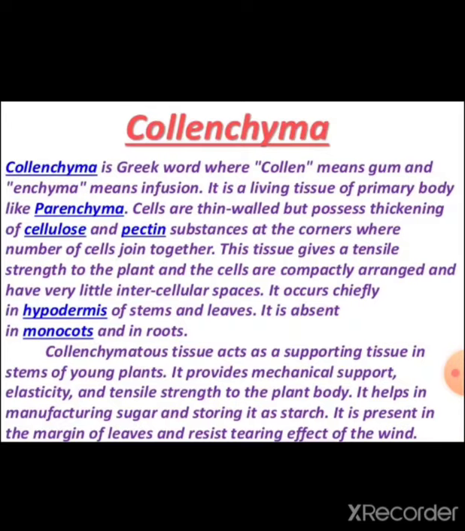It occurs chiefly in the hypodermis of stems and leaves. It is absent in monocots and in roots. Collenchymatous tissue acts as a supporting tissue in stems of young plants. It provides mechanical support, elasticity, and tensile strength to the primary plant body. It helps in manufacturing sugar and storing it as starch. It is present in the margin of leaves and resists the tearing effect of the wind.